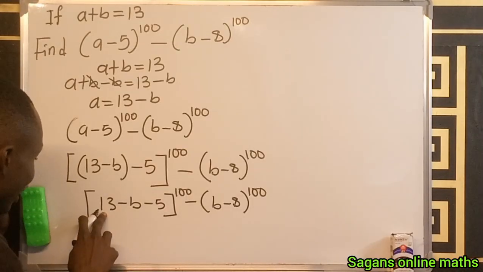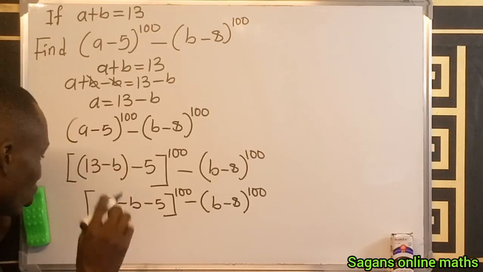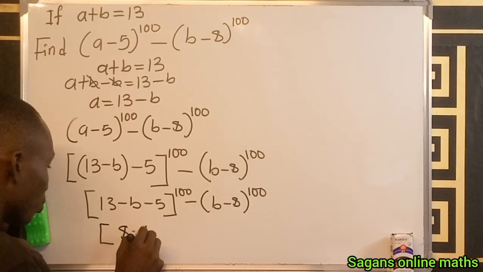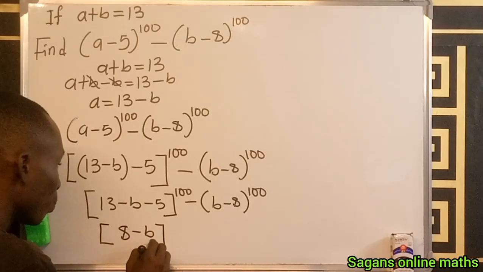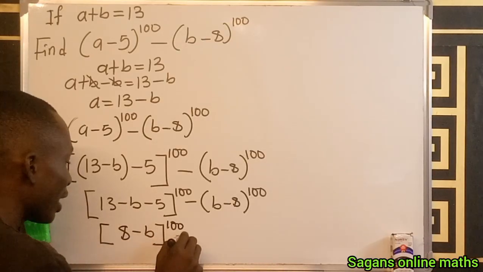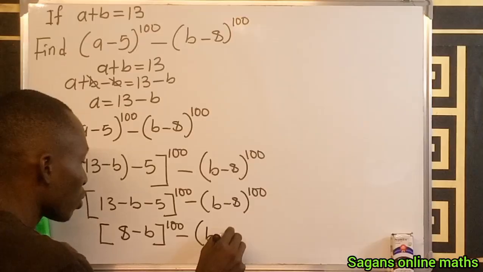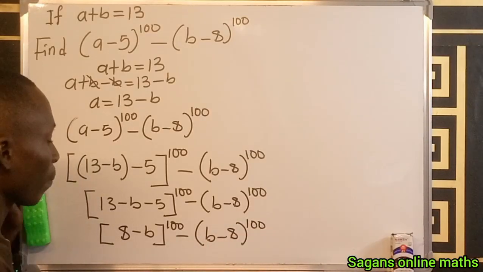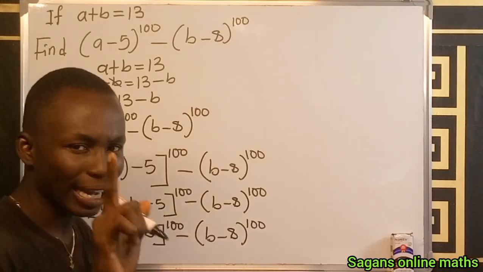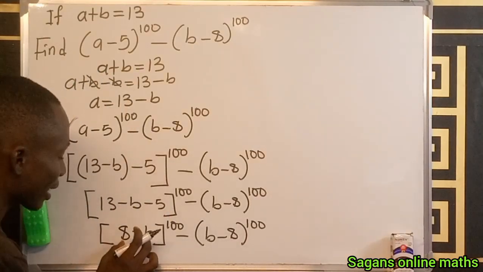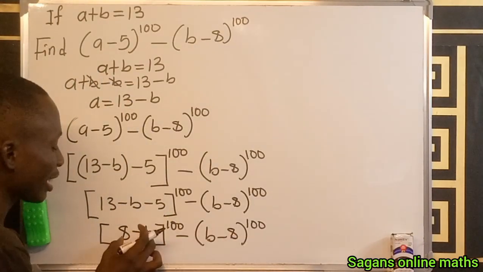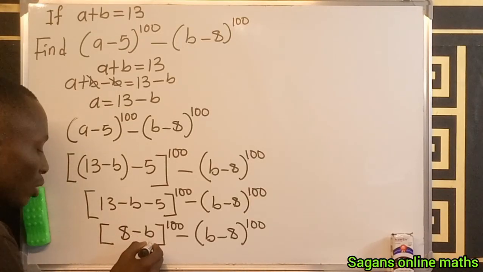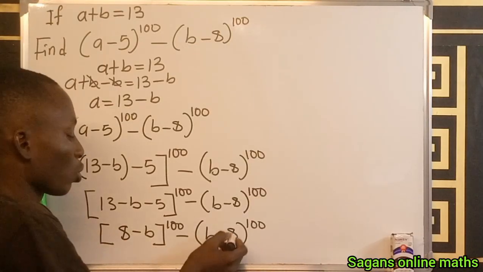Now, we know that 13 minus 5 is 8. So we have bracket 8 minus b all to the power of 100 minus (b minus 8) all to the power of 100. Don't rush. Pay attention. What is inside this bracket and this are not the same. We are having here 8 minus b, which is not equals to b minus 8.